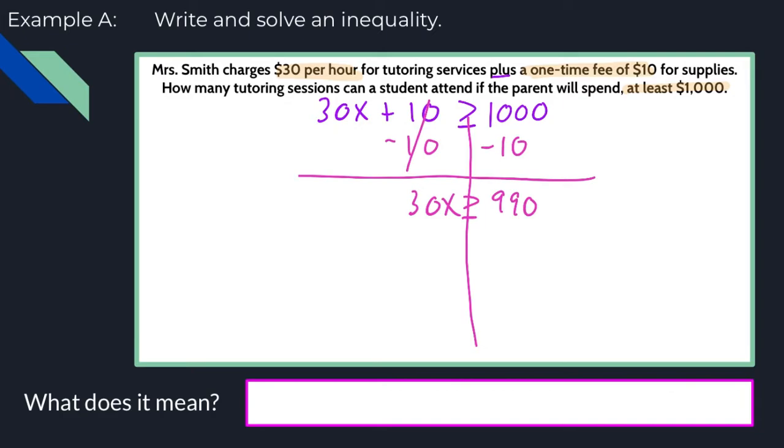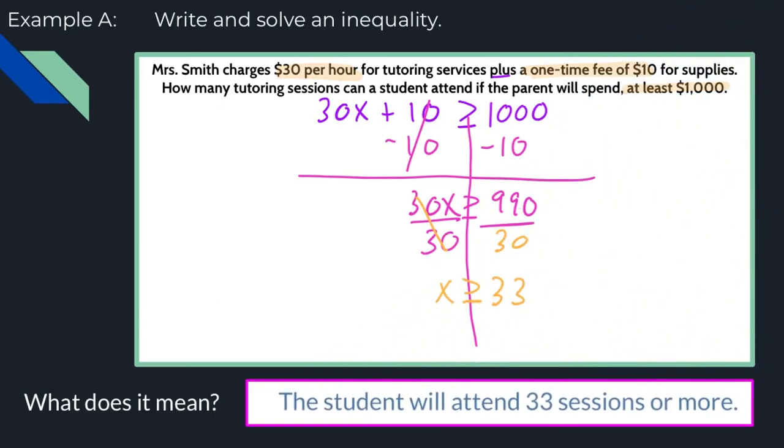The last thing we're going to do is divide both sides by 30. These are going to cancel. We did not multiply or divide by a negative, so our sign stays the same, so greater than or equal to. 990 divided by 30 is going to be 33. So x is greater than or equal to 33. What does that mean for our problem? This means that the student will attend 33 sessions or more, or 33 hours or more.